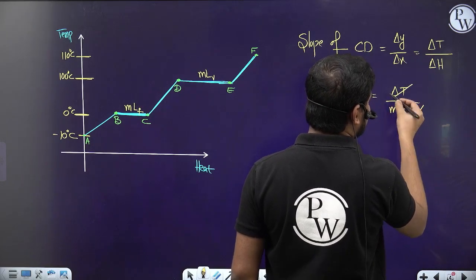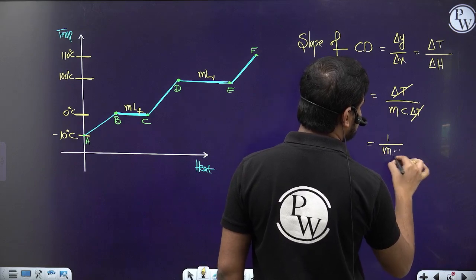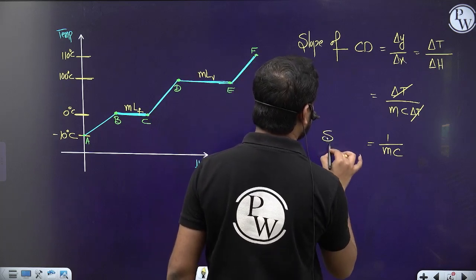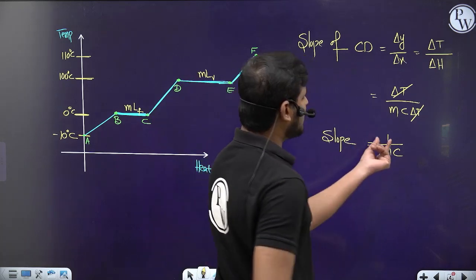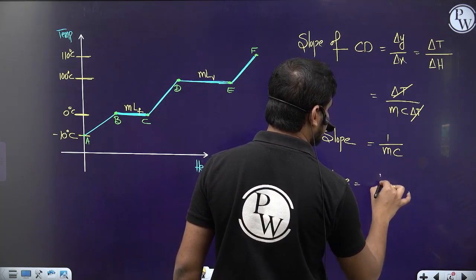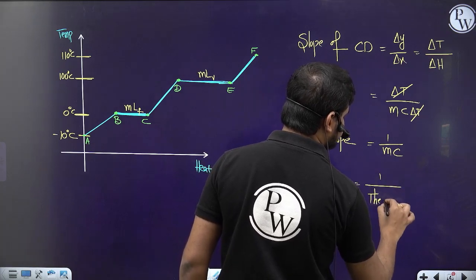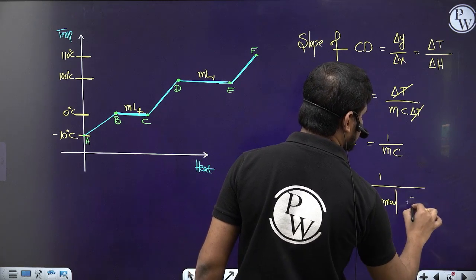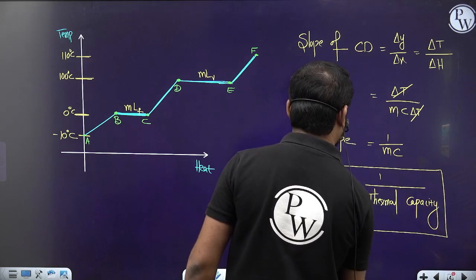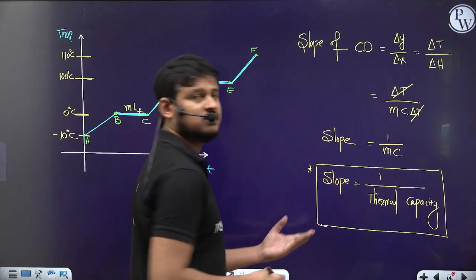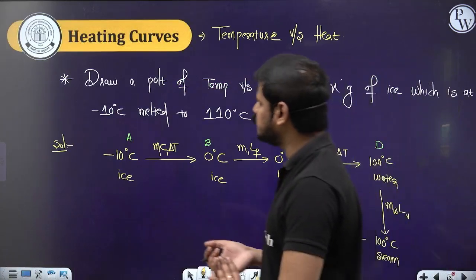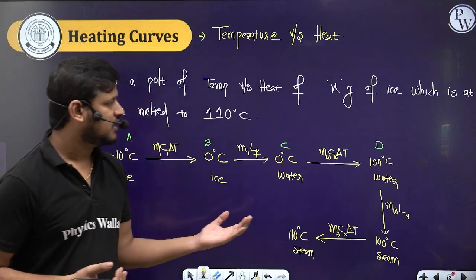So here delta T cancels, giving 1 by mc, the mass times the specific heat capacity. So the slope of the heating curve is 1 by mass into specific heat capacity, which is nothing but 1 by the thermal capacity. Done? Understood this part? Have the basics properly understood so that you can solve the questions easily. Done, everyone?